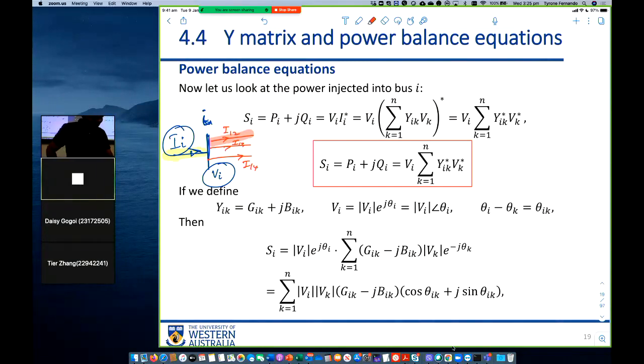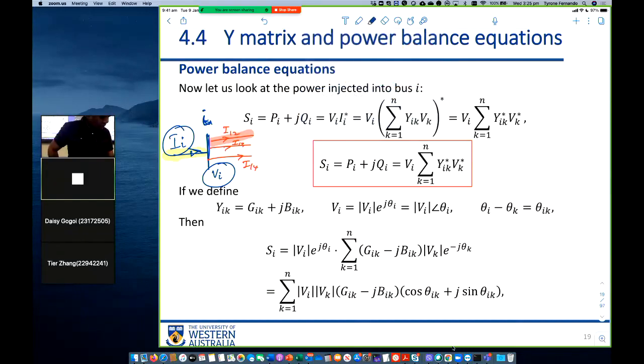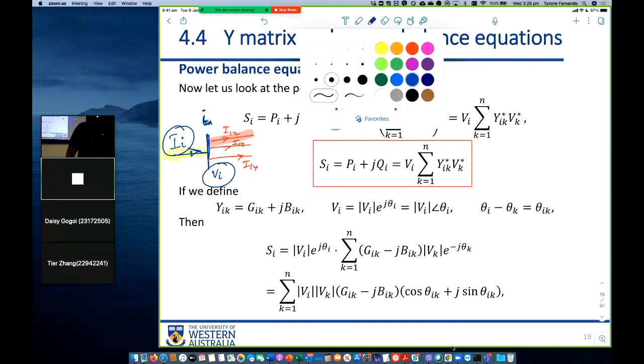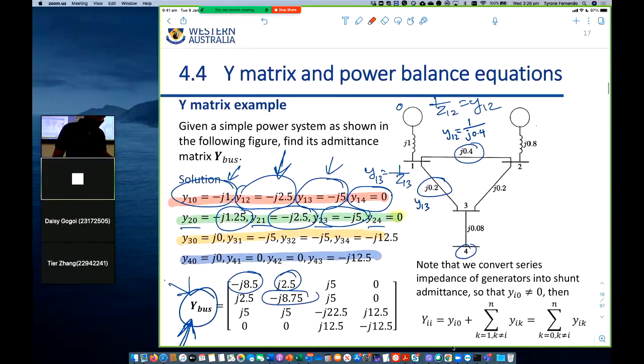So VI star, right? If I look at this, this term needs to make sense to you. What is that? That's the power that you inject into the network. And what are these guys on the right hand side? Well, that's the voltage at the bus bar, VI. And what is this guy here? That's the current that is flowing in all the lines, right? How do I get that?